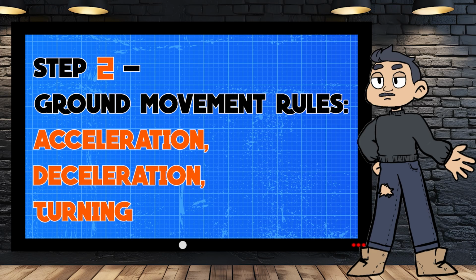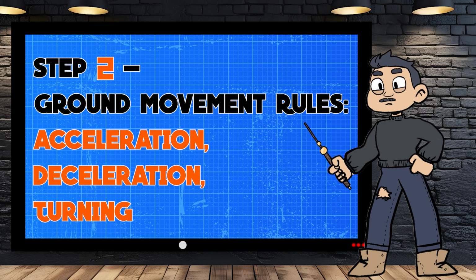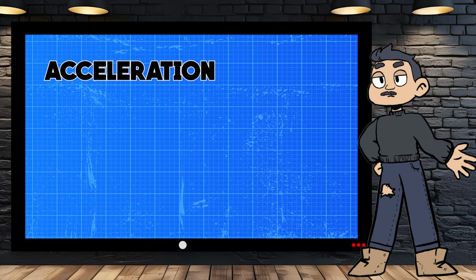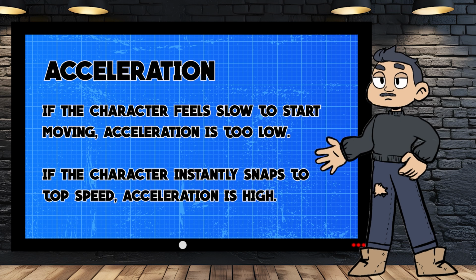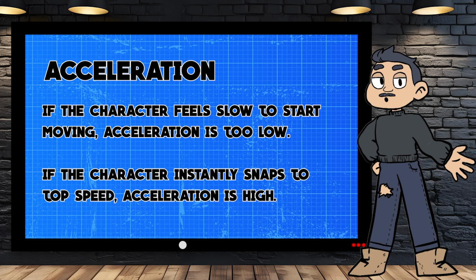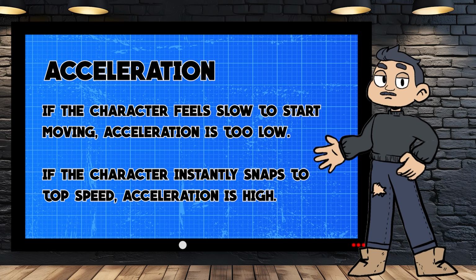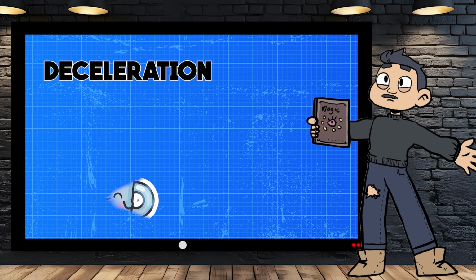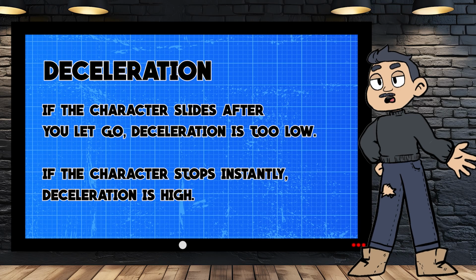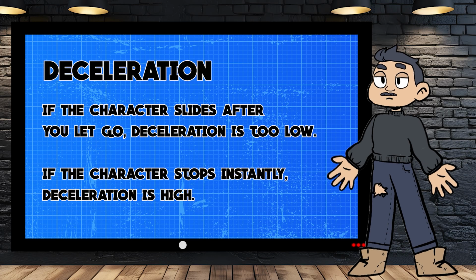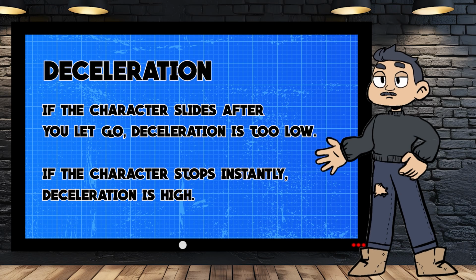Acceleration, deceleration, turning. Now we design what happens on the ground. Let's define two words in plain English. Acceleration. Acceleration is how fast you gain speed. If the character feels slow to start moving, acceleration is too low. If the character instantly snaps to top speed, acceleration is high. Deceleration. Deceleration is how fast you lose speed. If the character slides after you let go, deceleration is too low. If the character stops instantly, deceleration is high.